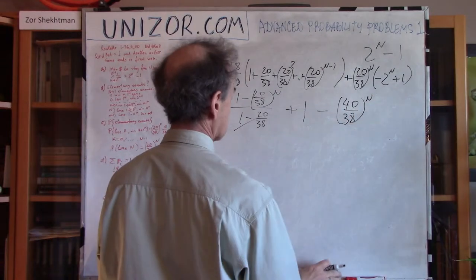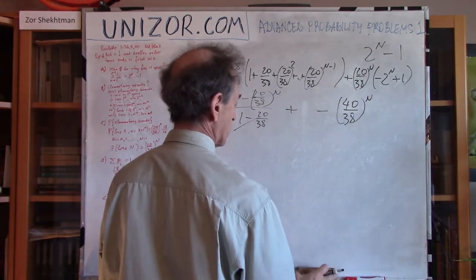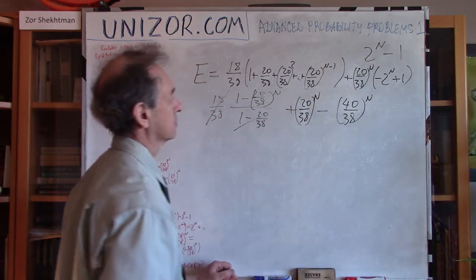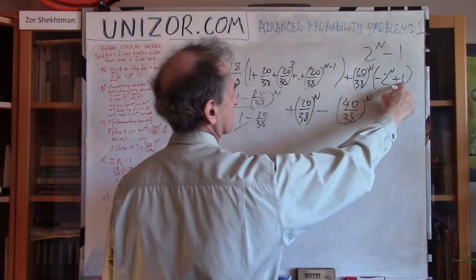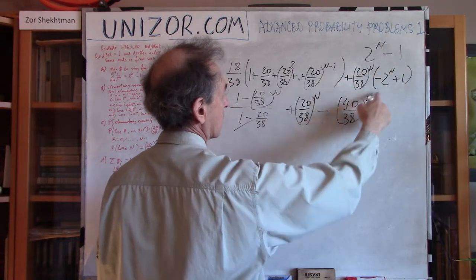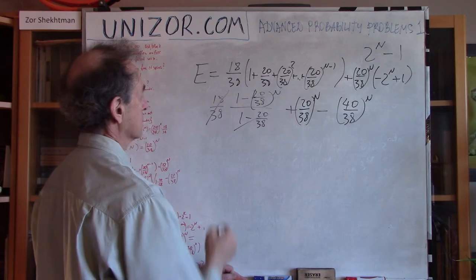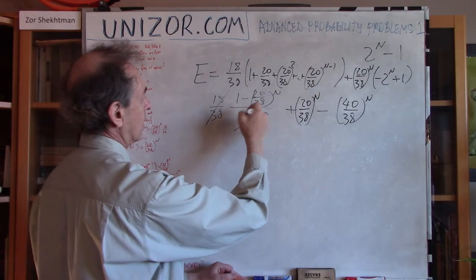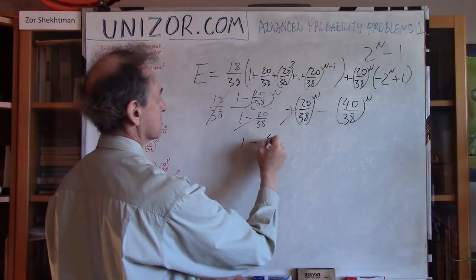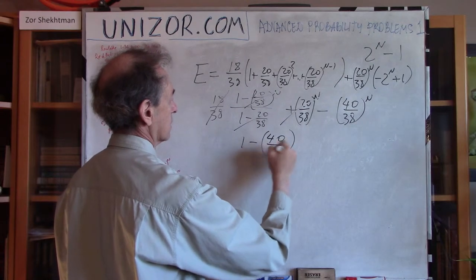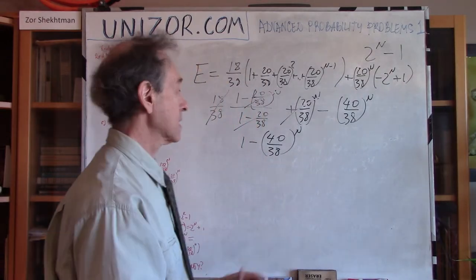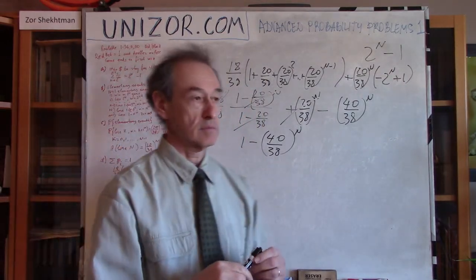Oh no, that's not 1, sorry. This is 1 multiplied by 20 38ths. So it's 20 38ths to the power of n. That's what it is, right? 20 38ths times 1, and 20 38ths times minus 2 to the power of n, so it's 20 times 2, which is 40 to the power of n. So now this is out. Now this is canceling with this one, so I have 1 minus 40 38ths to the power of n. So that's my expectation.